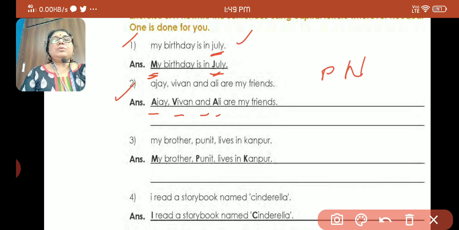Now let's go to the third one. My brother, comma, Punit, comma, lives in Kanpur. Now here again, beginning of a sentence we have to write in capital.